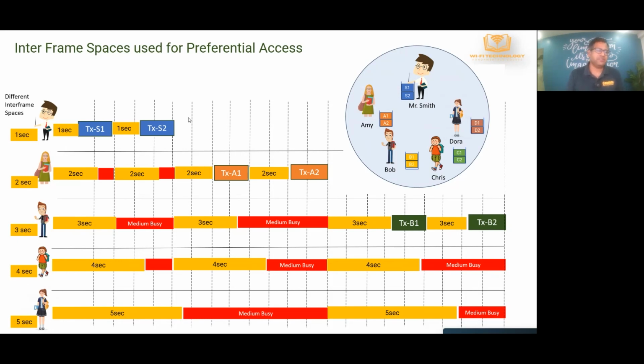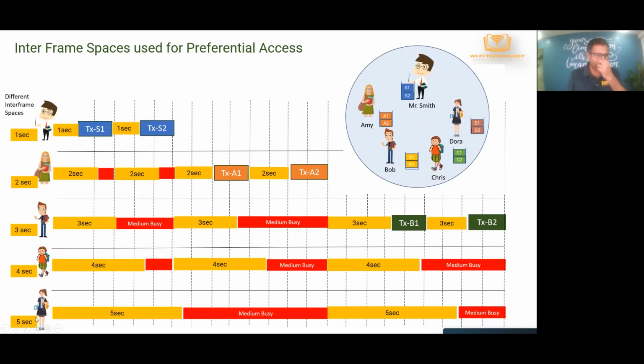So let us assume that Mr. Smith is the most important person because he's the teacher, and he picks an interframe space of 1 second, which is a shorter interframe space. And Amy picks 2 seconds, and Bob 3 seconds, Chris 4, and Dora 5 seconds interframe spaces, right?